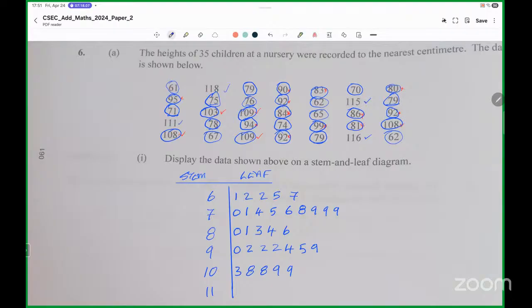What's the lowest one? 1, 1, 1. Then you have 1, 1, 1. They have 115 right here. They have 116 right here, so put a 6. And they have 118, that 8 right here.